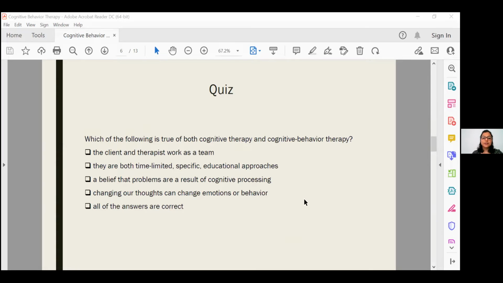Okay, we have two things. Which of the following is true for both cognitive therapy and cognitive behavior therapy? The client and therapist work as a team. They're both time-limited, specific educational approaches. I believe that problems are a result of cognitive processing. Changing our thoughts can change emotions or behavior. And of course, all of the above.